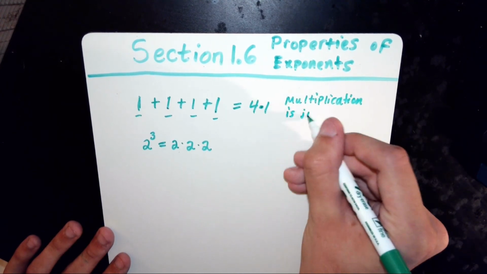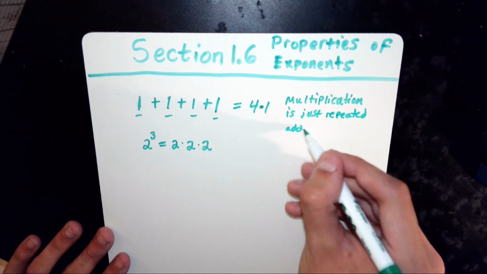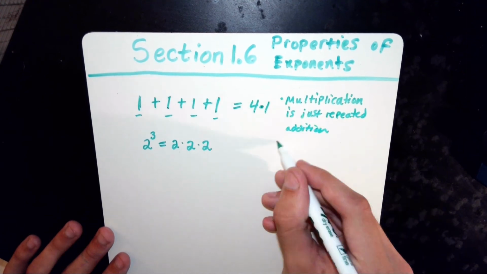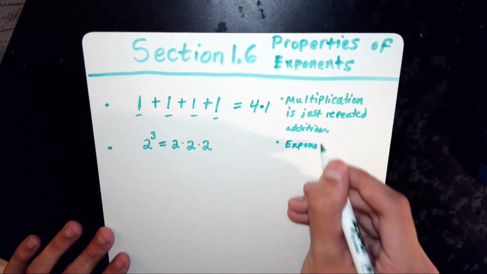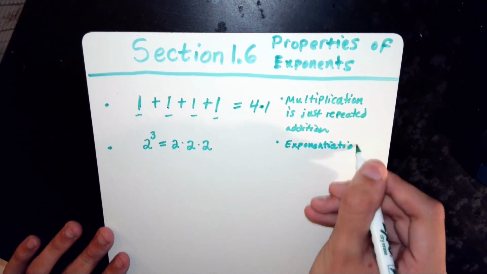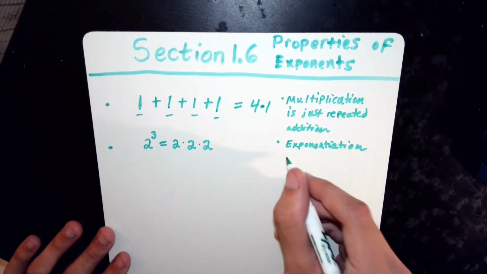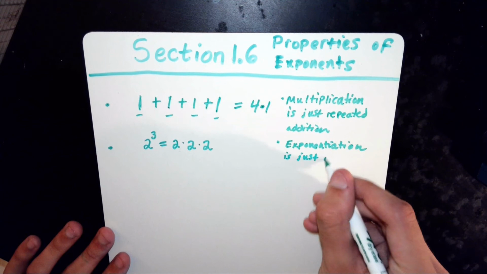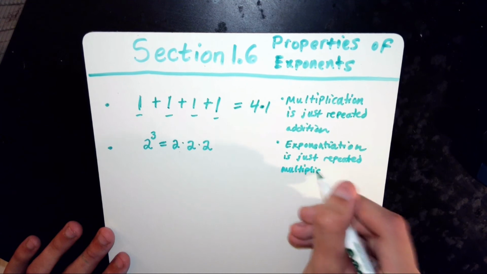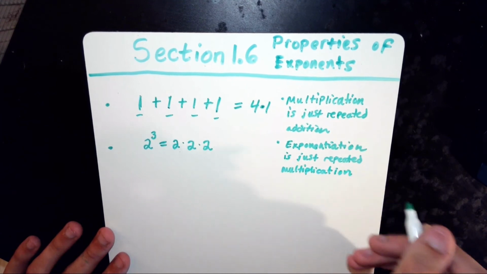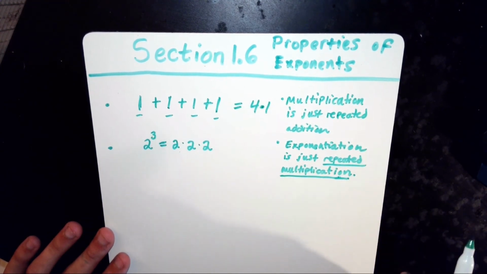Multiplication is just repeated addition, and exponentiation, which is just a fancy word for saying when you're looking at a number raised to some other number, is just repeated multiplication. I'm being a little bit loose with this here, but it is repeated multiplication. It can be viewed that way in pretty much any case.